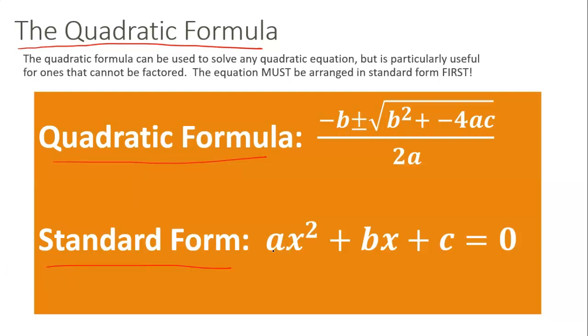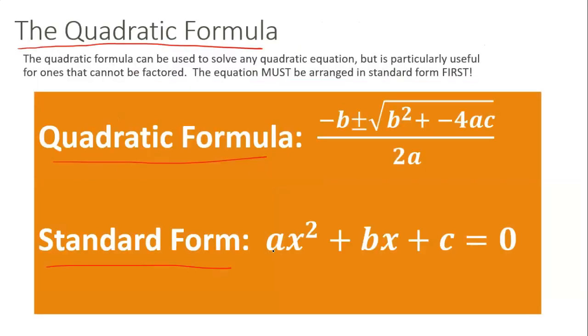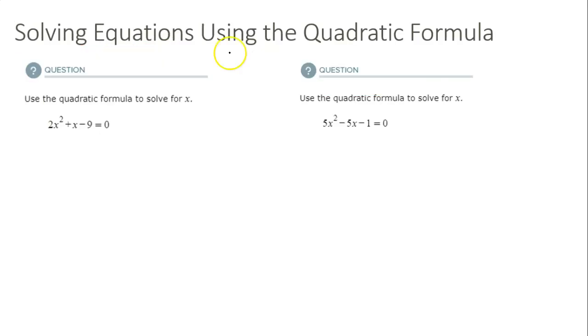The quadratic formula can be used to solve any quadratic equation, but is particularly useful for ones that cannot be factored. So when we discovered that this was not factorable, it doesn't mean it's not solvable. It means I need to substitute into the quadratic formula after I check to make sure it's in standard form. So you're going to want to have your quadratic formula handy where you can see it. I'm not going to rewrite it every time, but I will this first time. It's -b plus or minus the square root of b squared plus -4 times a times c all over 2 times a.